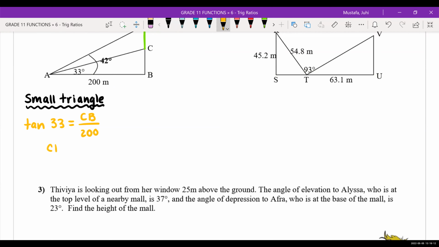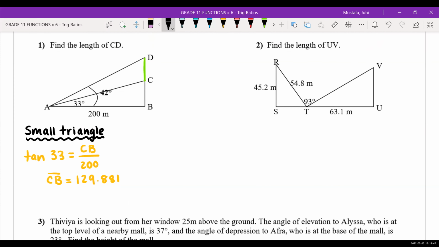So side length CB, what'd you guys get? Tan 33 times 200. I'm getting 129.8. Now here's the thing, you know how we round to 1 decimal place? Whenever you're in the middle of a calculation, and this is sort of a rule for all sorts of mathematical questions, don't round. You want to actually try to keep as many decimals as possible. Every single time you round, your answer becomes less and less precise. So I try to keep as many numbers as possible. All right, so now I know side length CB.